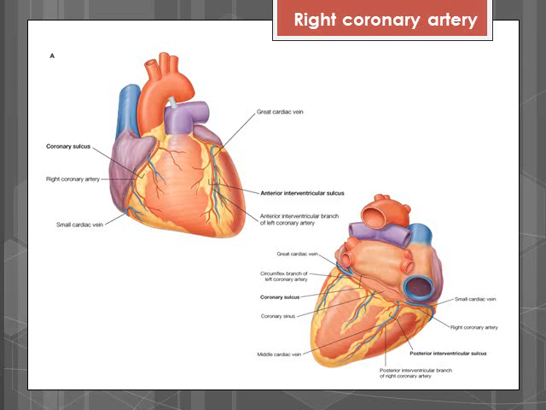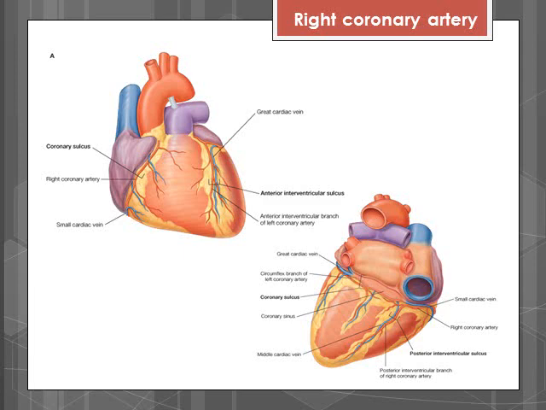The right coronary artery, as we said before, arises from the anterior aortic sinus, passes between the pulmonary trunk and the right auricle, descends vertically in the coronary groove, then winds posteriorly around the heart, appears in the posterior part of the coronary groove, and gives terminal branches that anastomose with the branches of the left coronary artery.